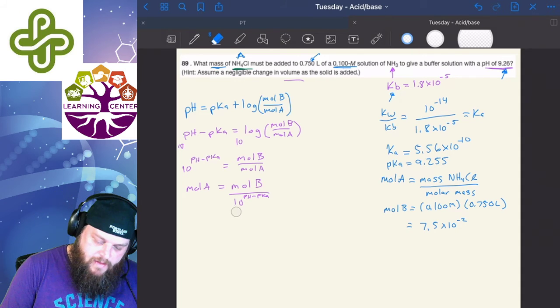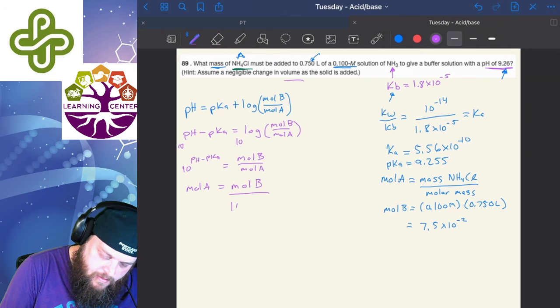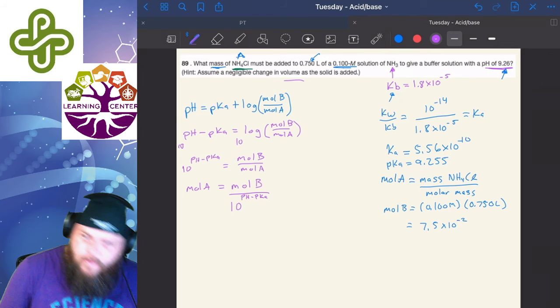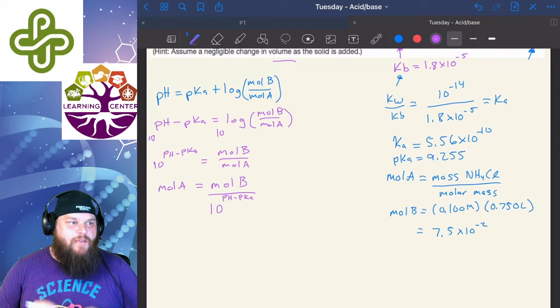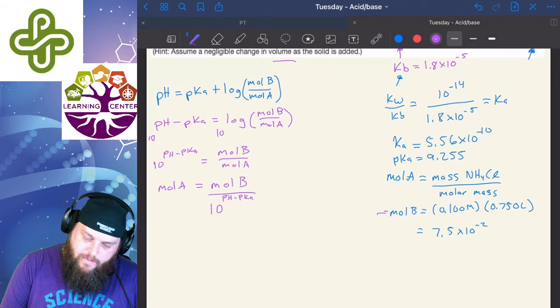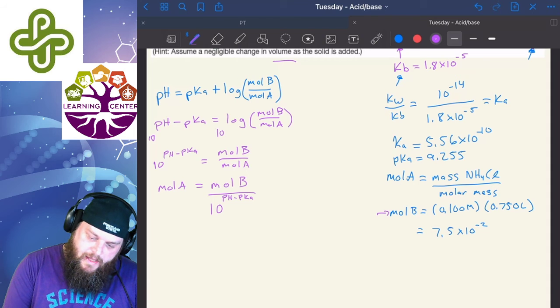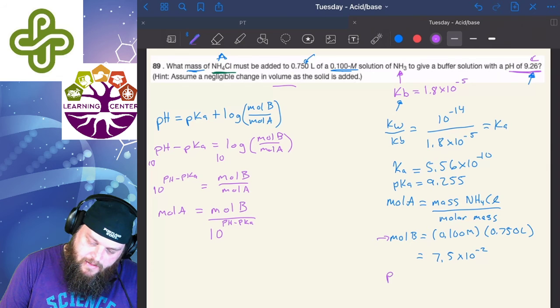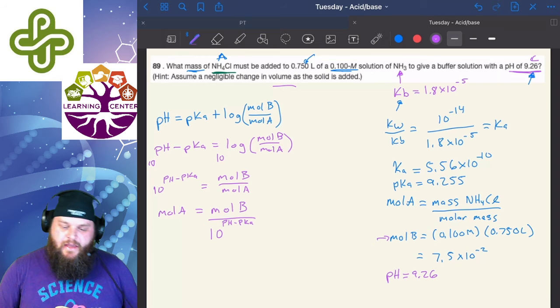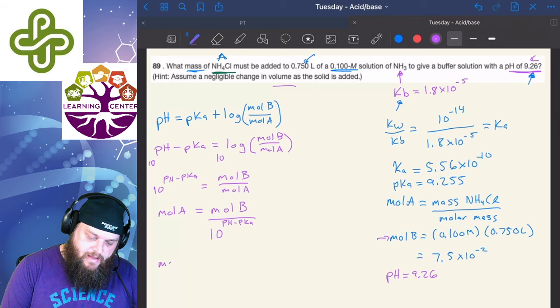It's a little hard to read there. Let me rewrite that a little bit bigger. 10 to the power of pH minus pKa. So now I have that moles of acid, and I know the moles of the base here. I know what the pH is. I don't think I wrote that here. Let's write it. pH equals 9.26. And we know that pKa is 9.255. So we can actually solve for that moles of acid. I'm going to plug in these values now.